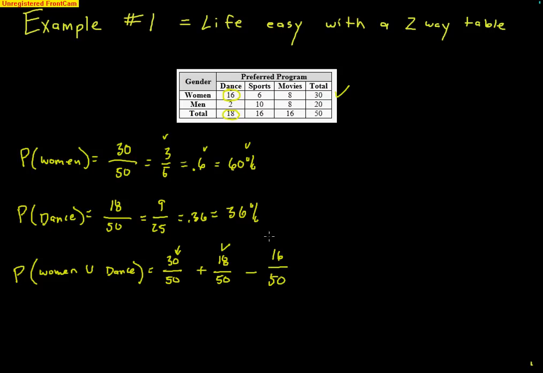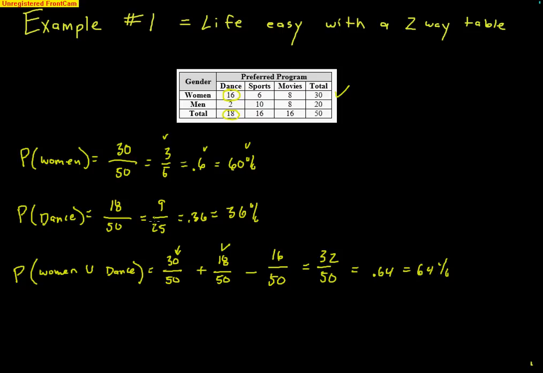The and is the people who are women and like to dance. 16 people are women and like to dance. They need to be subtracted once again because they were counted as women and they were counted as dance. That's why we have to subtract them away. It's not that we don't want them to count, we just don't want them to count twice. Okay? So hopefully that really hits home as to why we have to subtract. So I'm going to do 30 plus 18 minus 16, and I get 32 out of 50. 32 out of 50 would be 0.64 or 64%.